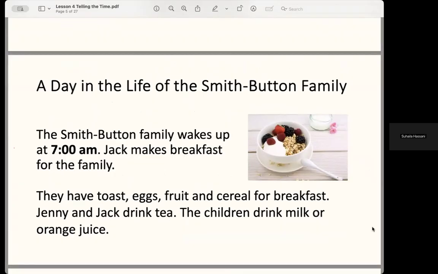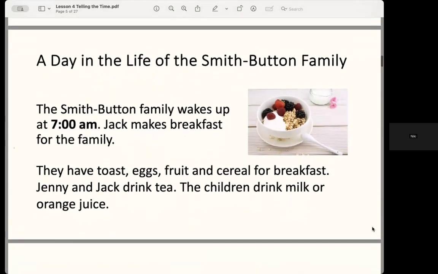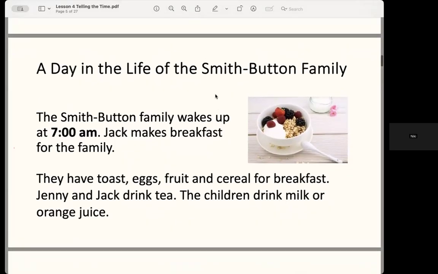A day in the life of the Smith Button family. The Smith Button family wakes up at 7 a.m. Jack makes breakfast for the family. They have toast, eggs, fruit, and cereal for breakfast. Jenny and Jack drank tea. The children drank milk or orange juice. Beautiful. Can I just say where it says wakes up, it's wakes, not what. It's a funny word, but it's wakes up. Can I get you to say that quickly? Wakes up. Beautiful.